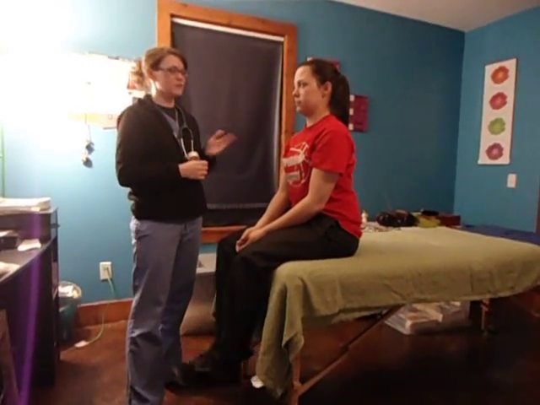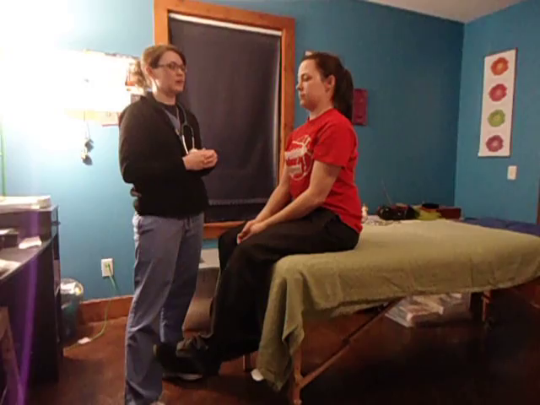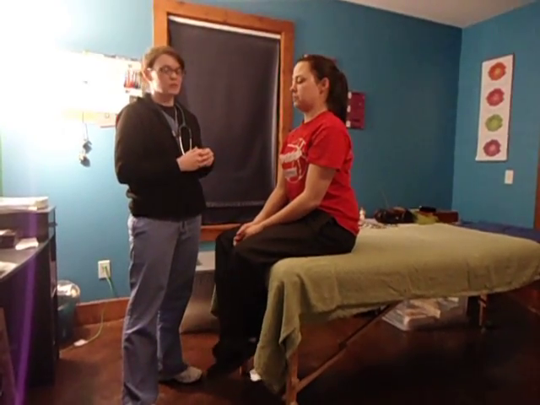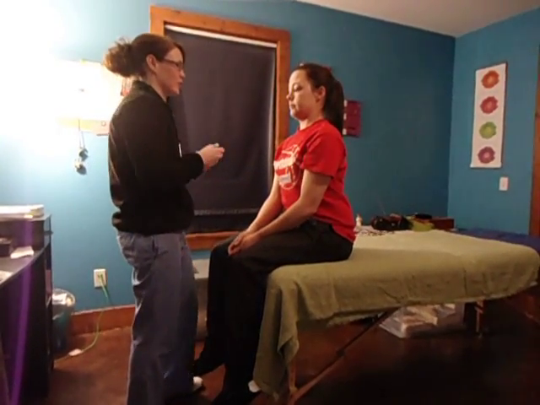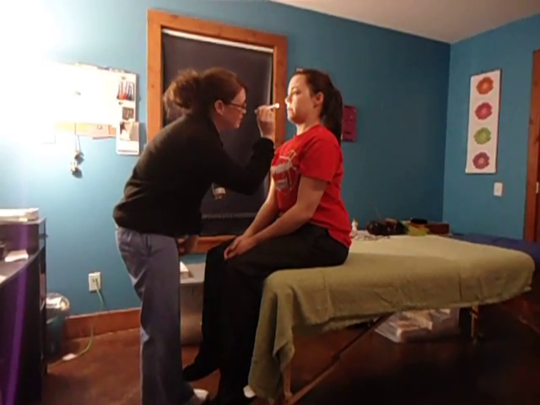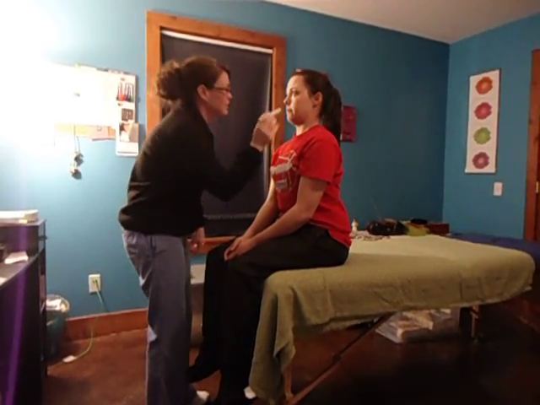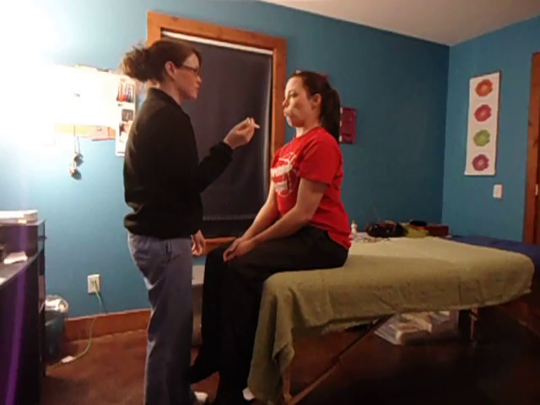The same with checking her eyes. I'd have her use the Snellen chart, check her visual acuity, and do some other individual tests to test for her peripheral vision. So now I'm going to look at her nose, check if there's any flaring, lesions, or drainage. There's nothing there, so we're good.